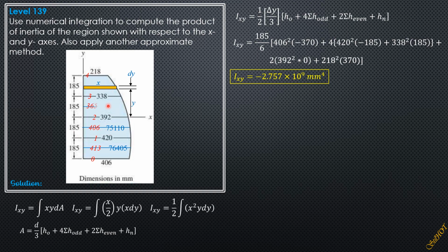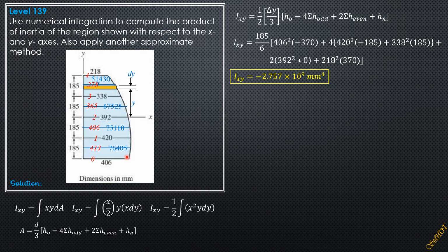Here, 392 plus 338 over 2, 365, that's the average. Then the area, 365 times 185, is 67525. And lastly, 218 plus 338 over 2 is 278 times 185. The area is 51430.